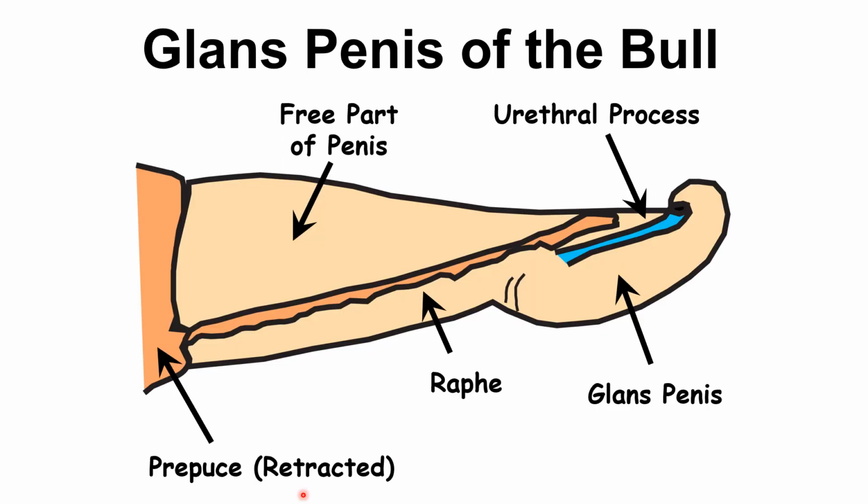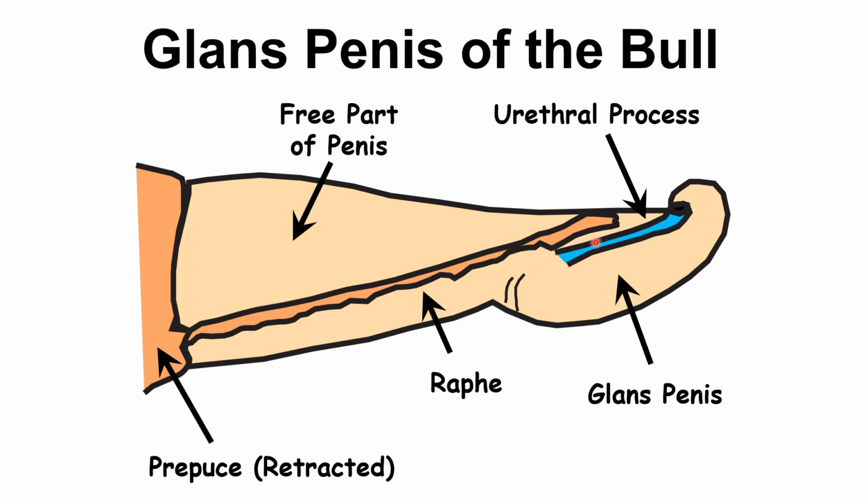This is the diagram of the glans penis of the bull. At the end of the penis, it is covered by a tissue or sheath known as the prepuce. In this diagram, it is retracted. If we pull the prepuce back, we are going to see the free portion of the penis. This is the part that is no longer connected to the sheath or the prepuce. In development, prior to puberty, the penis is attached to the sheath. At puberty, the penis becomes free, and the scar tissue where it was previously attached is called the raphe.